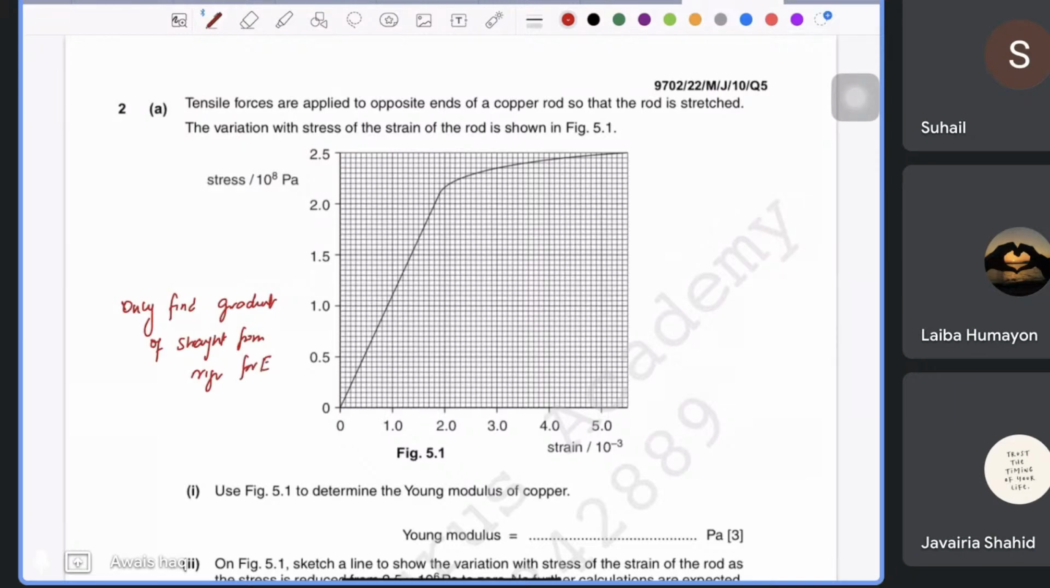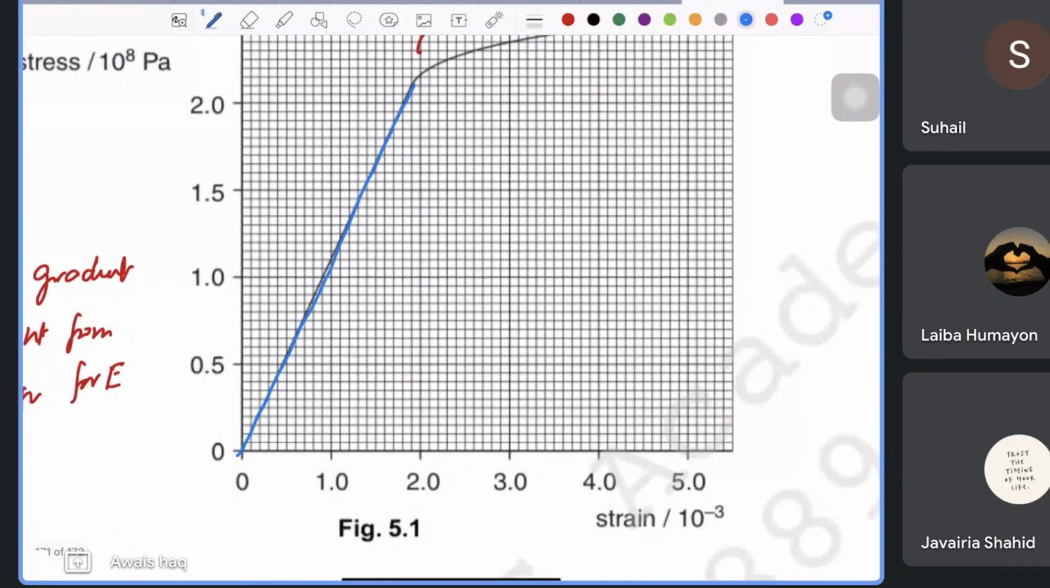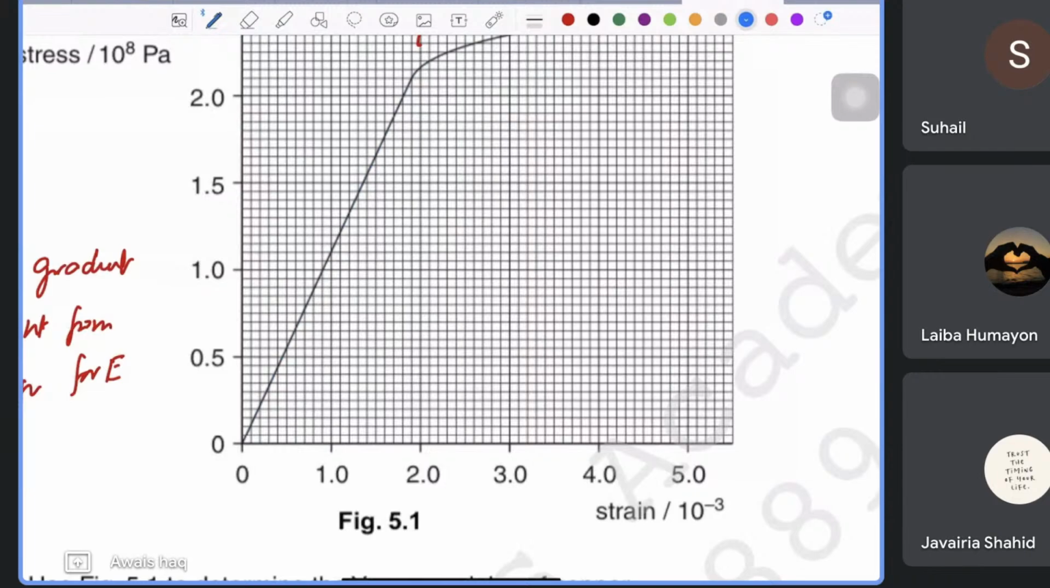Now why not this portion? Because here E will change, because the material structure is changing, so obviously its stiffness will also change. So do remember that, do not find E from here. You only find E from this section. Now it's super easy, you can take any point you want to, it's up to you.